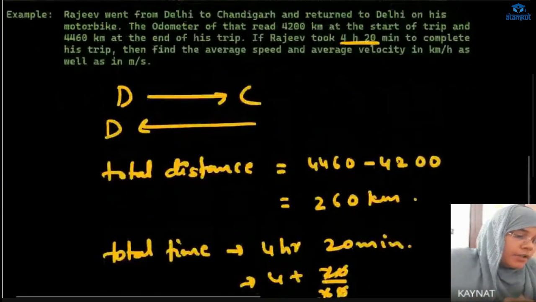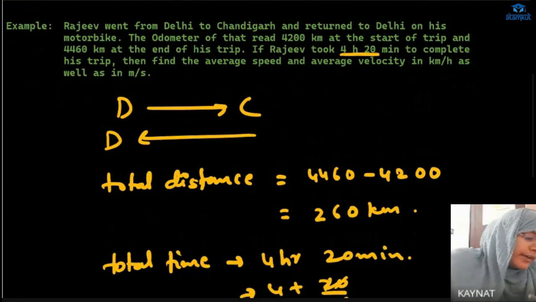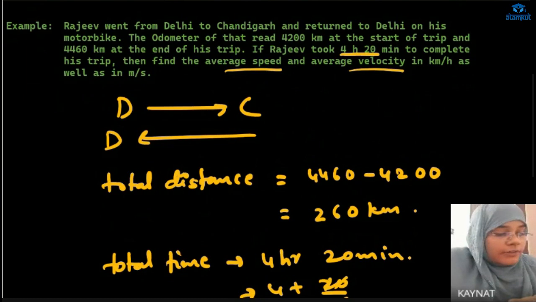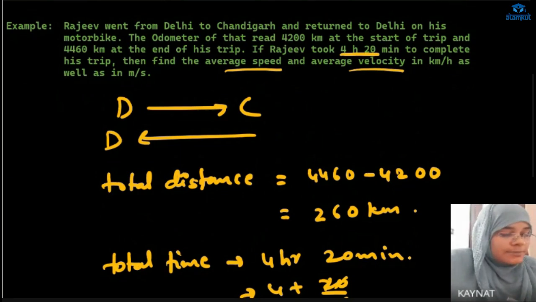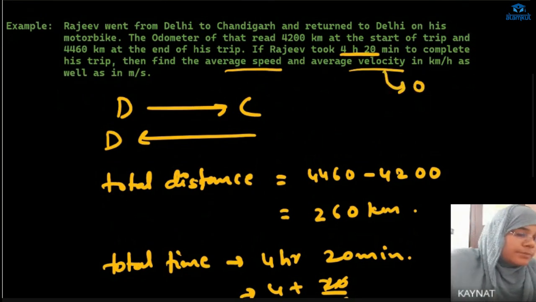Now it is asking to find the average speed and average velocity. If we talk about velocity here, average velocity is total displacement upon total time. The total displacement is zero here. Why? Because the body has come back to its initial position, from Delhi to Chandigarh and from Chandigarh back to Delhi. So average velocity would be zero.